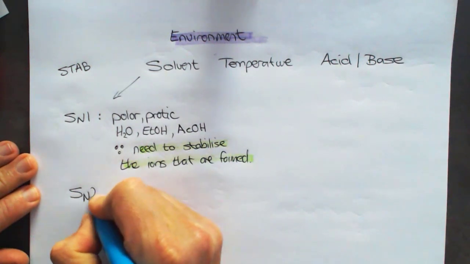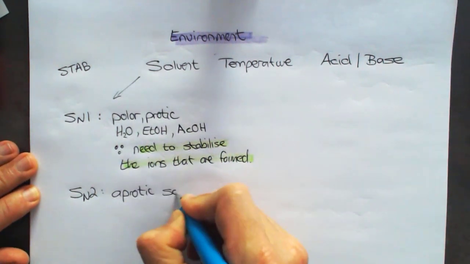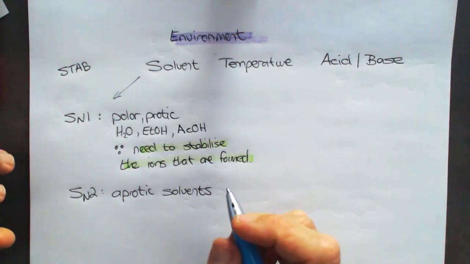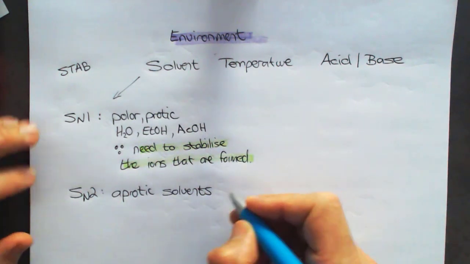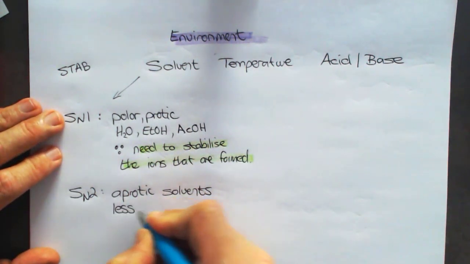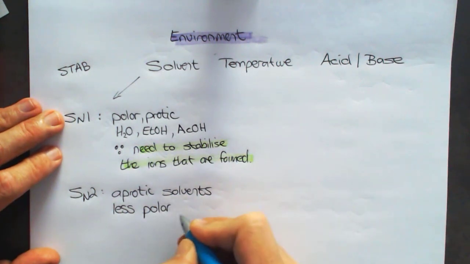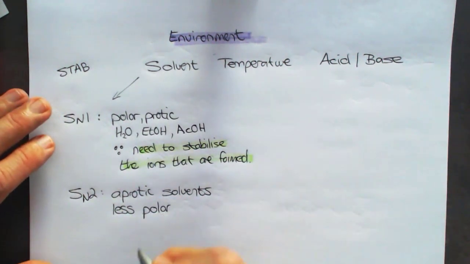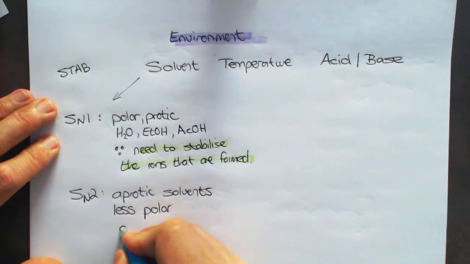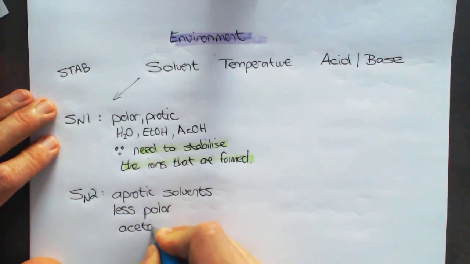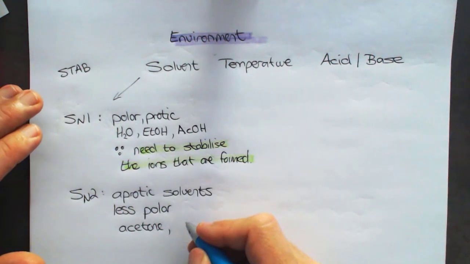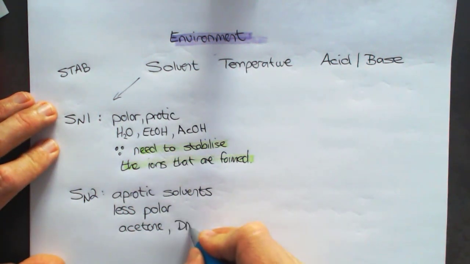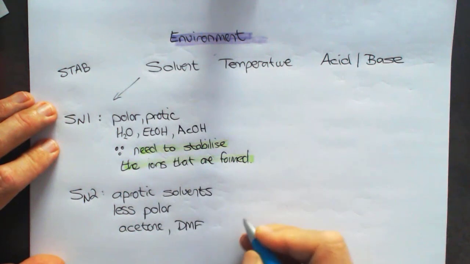SN2 reactions are typically in aprotic solvents, but here it's not as clear cut. Aprotic is typically one of the things, generally speaking, less polar, but that's not always 100% true. Typical examples of SN2 reactions use quite a lot of solvents really. Acetone is really good, but acetone is also quite polar. It's just not protic in any significant way. DMF is actually quite polar, but it's aprotic and quite good.